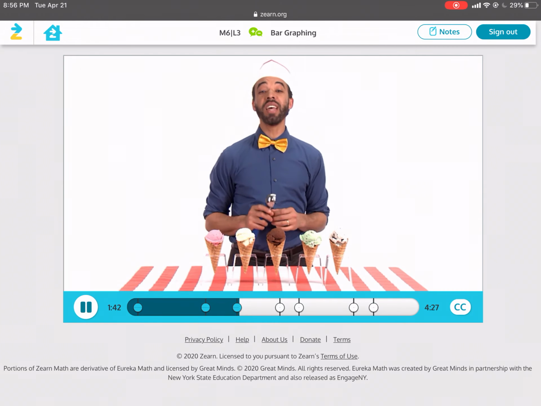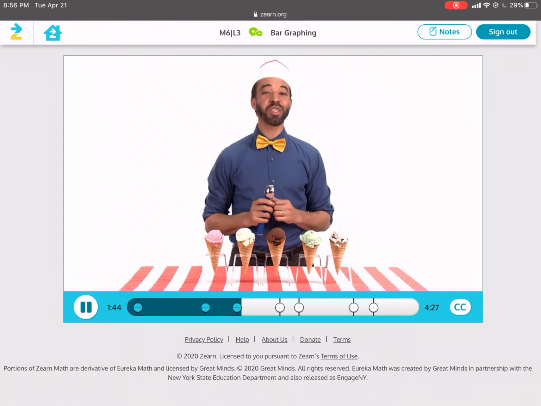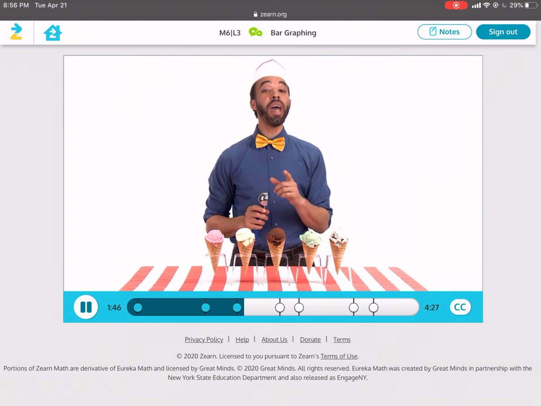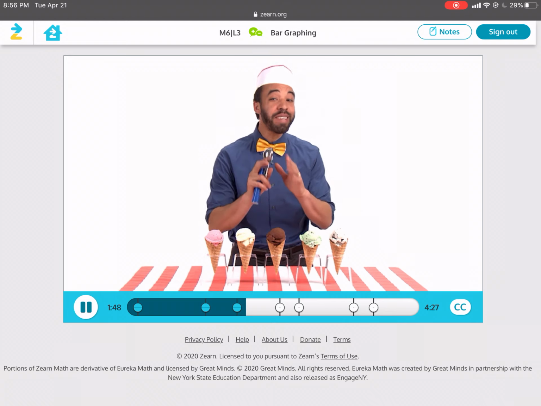Nice job representing our ice cream data with the picture graph. Let's look at a new way of representing the same data.